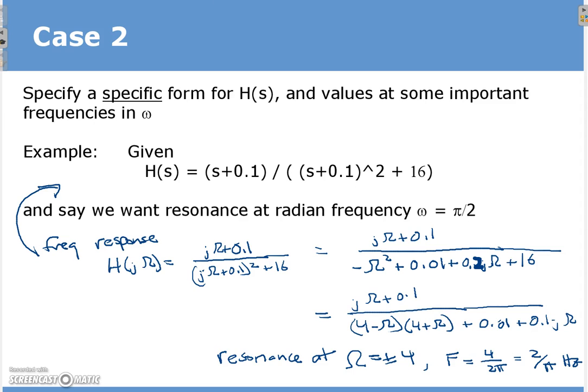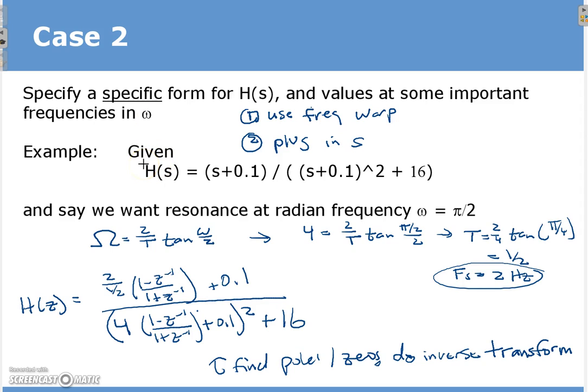Now we say we want to use the bilinear transform. Again, we're going to use frequency warping, and we're going to plug in s. So here's the frequency warping equation, just the generic equation. The difference is now, before we only knew the omega. Now we actually know two things. We know that the resonance of the analog signal is at 4, so where I have this, I put in 4. And I'm saying digitally, I would like that resonance to be at pi by 2, so where I have omega, I put in pi by 2. And then I have an equation I can solve for T, and it turns out T should be half a second, which means the sampling frequency should be 2 hertz.